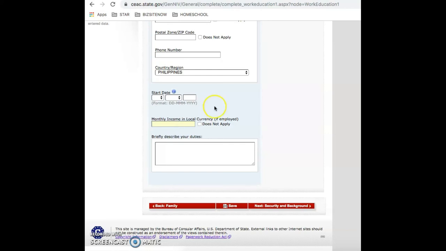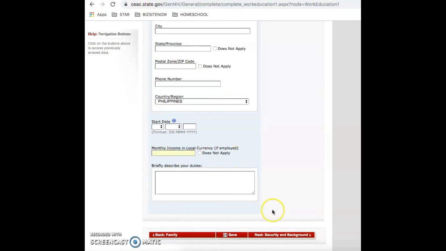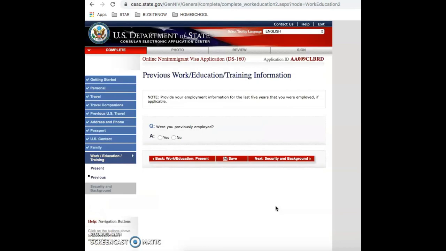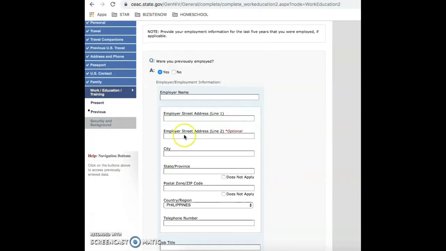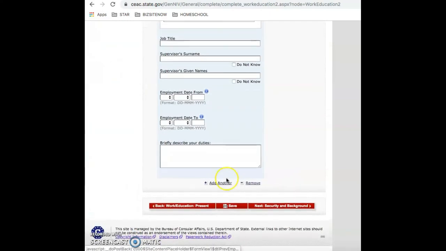rate. So, after you finish writing yung mga answers nyo dito, you go to next to security and background. So, if you place homemaker and then kinlik mo yung next, tatanungin ka, were you previously employed? So, yes, I was previously employed. So, I'll just put yung employer name ko dito. And then, I'll just add another if madami akong companies na na-employ before. Then, after that, I can go ahead and click the next security and background.